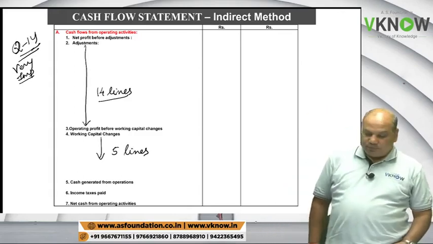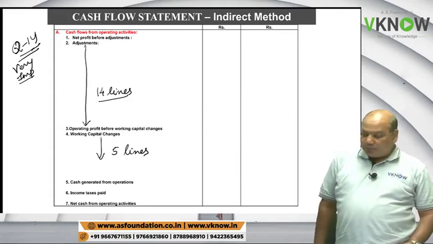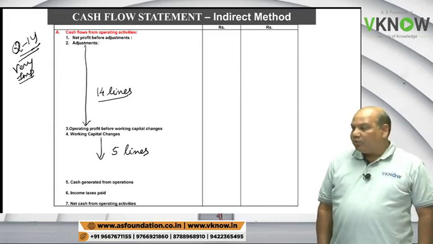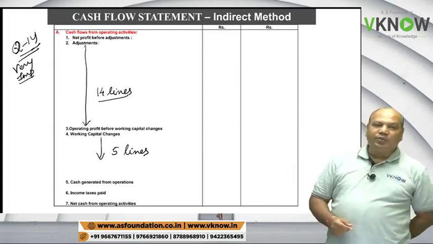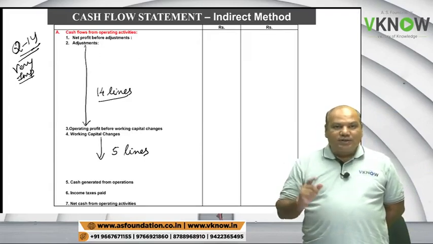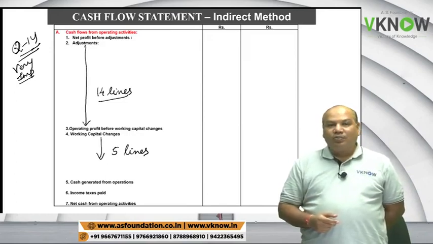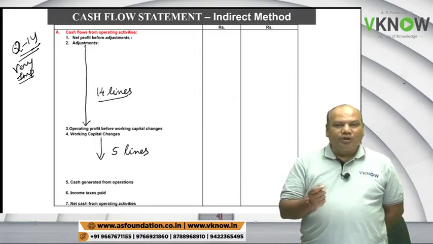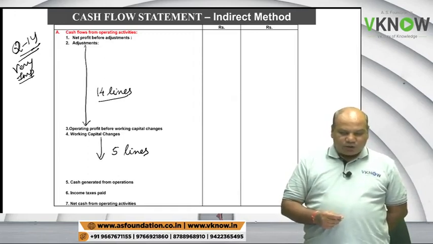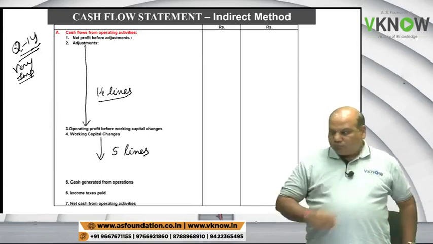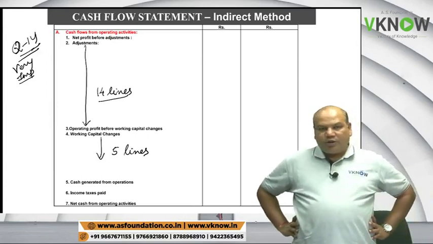Point number 5, cash generated from operations. One line blank. Point number 6, income tax paid. One line blank. Point number 7, cash flow from operating activities.